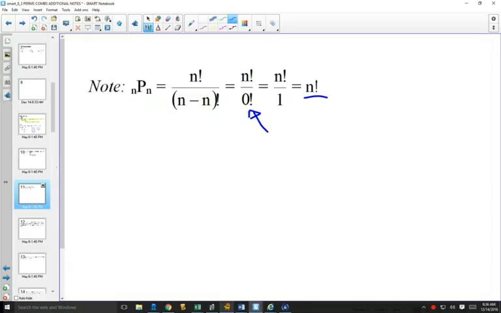And this is the reason why 0 factorial has to be 1, because sometimes it shows up in formulas, and we know the answer is supposed to be n factorial. So the only way that works is if in our formula we allow 0 factorial to equal 1.